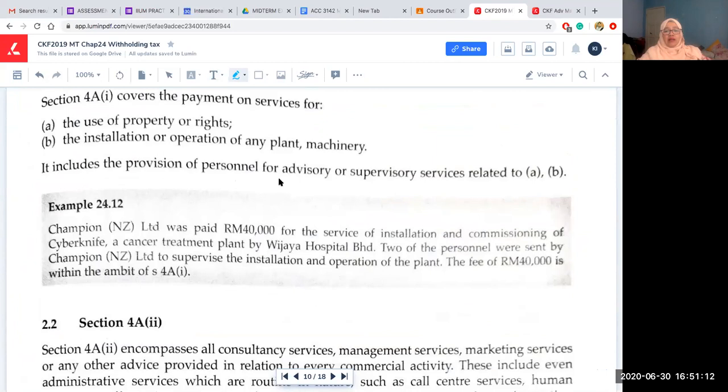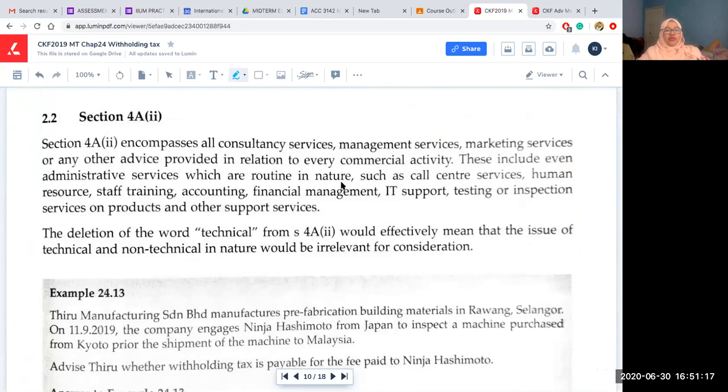Okay, and section 4A2, and then dia cakap lagi lah. Right, these include admin service such as routine in nature, call center service, human resource, staff training, accounting, financial management, all these things. If you pay to a non-resident person for their advice, for example, for their consultancy services, and then you have to withhold tax.